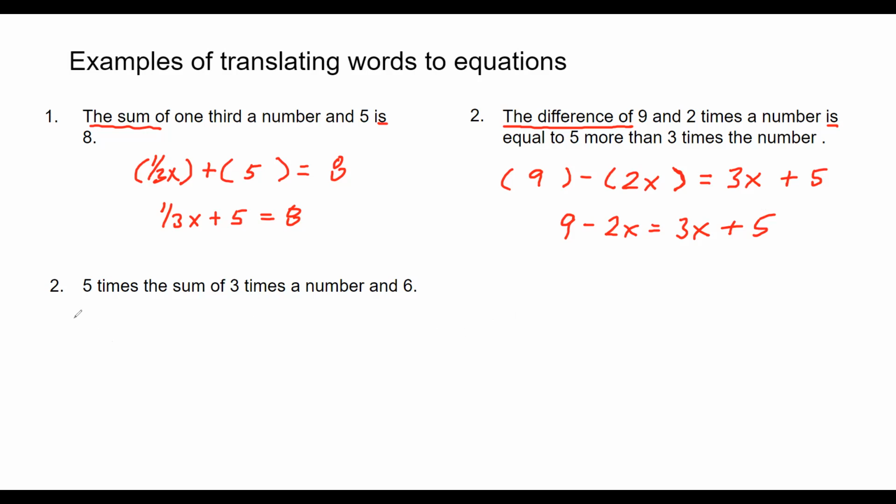Let's move on to our last example problem. 5 times the sum of 3 times a number and 6. So I can see here that I'm going to be multiplying the sum of something by 5. So I could start out by writing that like this. I'm going to multiply 5 by the sum of two things. What are those two things? 3 times a number, 3x, and the number 6.